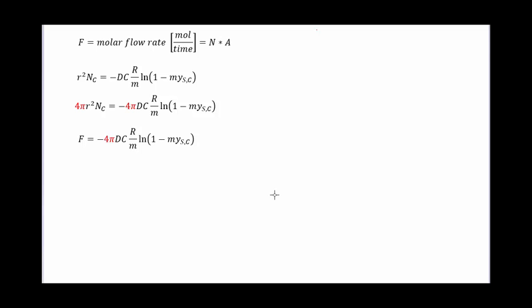Because if you notice in here, 4 is a constant, pi is a constant, diffusivity is a constant, the concentration we're assuming is relatively constant, the radius of the sphere is constant, m is given by the stoichiometry, and the mole fraction of C at the catalytic surface is constant. So everything here is constant. Don't be afraid that this is negative, because it's going to be 1 minus some number, so it's going to be a decimal. The ln of a decimal is going to give you a negative number, so these negatives will cancel out and you'll get a positive number. But what I'm trying to get at is that all of these are constants.